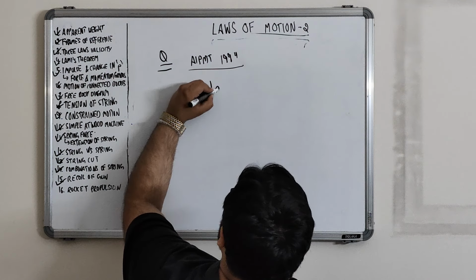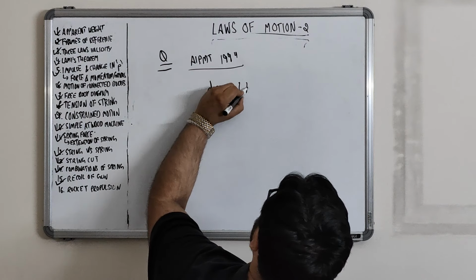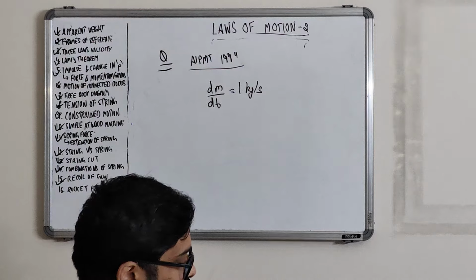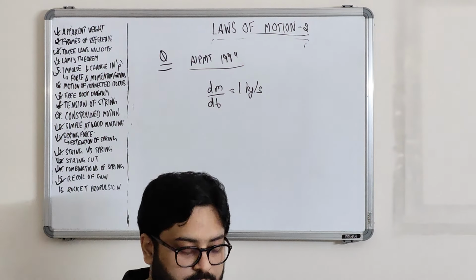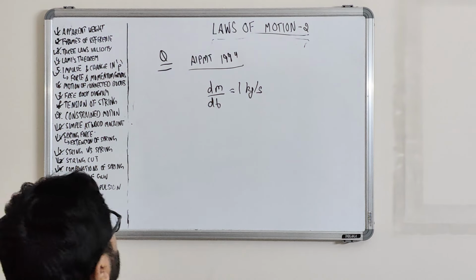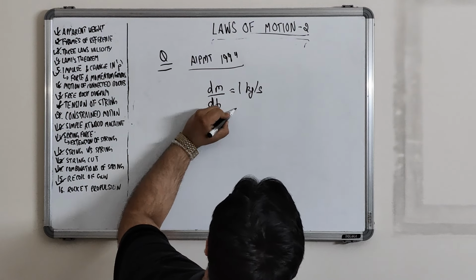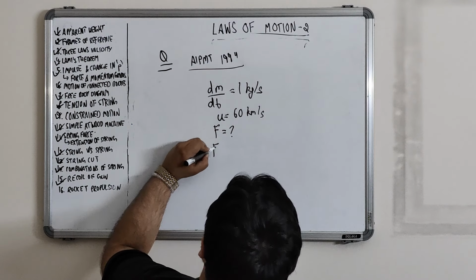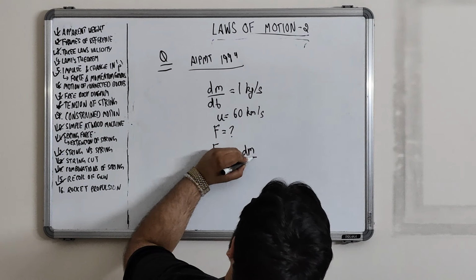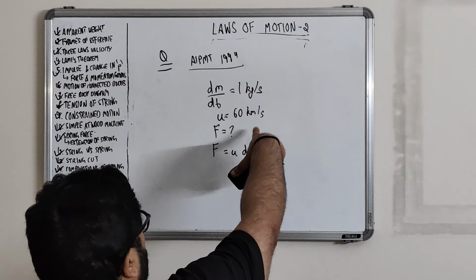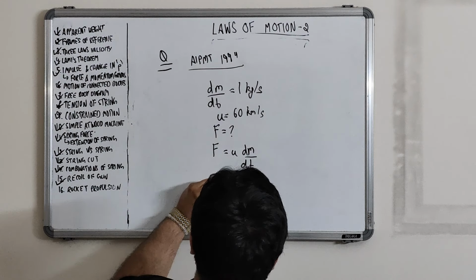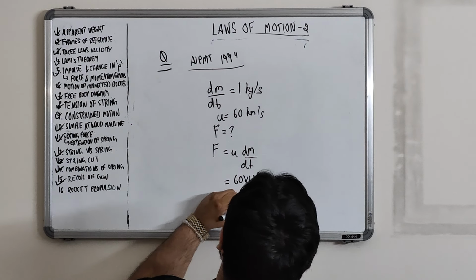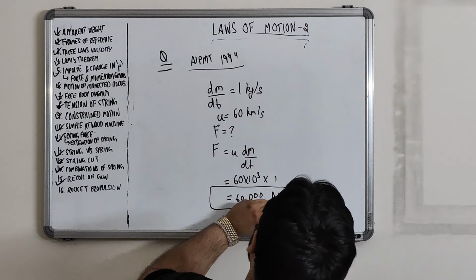Rate of burn of fuel is 1 kg per second, right? Fuel is ejected from rocket at 60 km per second. So u is 60 km per second. We have to find out F. F is what? u into dm by dt. Now u is in kilometer per second, so therefore 60 into 10 raised to power 3 into 1 is equal to 60,000 Newton. That's your answer.